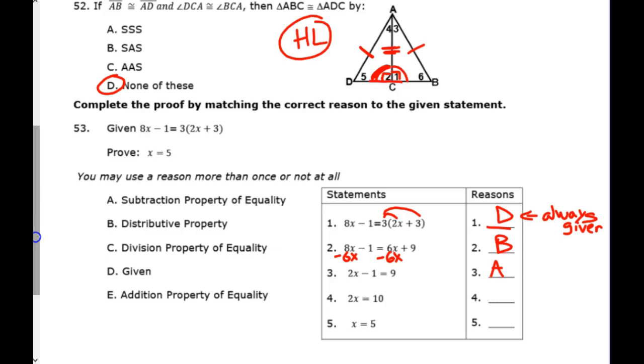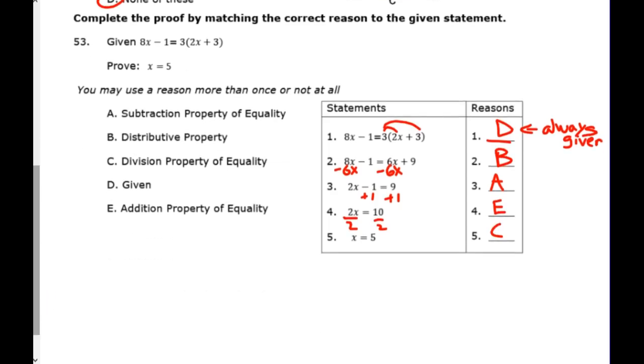Number 3, I get rid of my loner, adding 1 to each side, so that's going to be addition property of equality. My last step to get rid of that 2 coefficient is to divide by 2. That would be division property of equality. Alright.